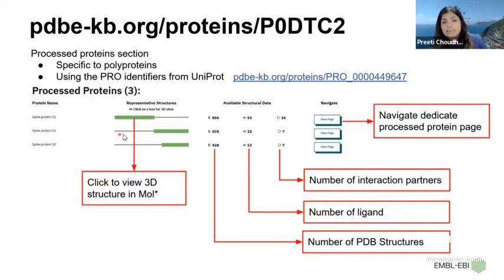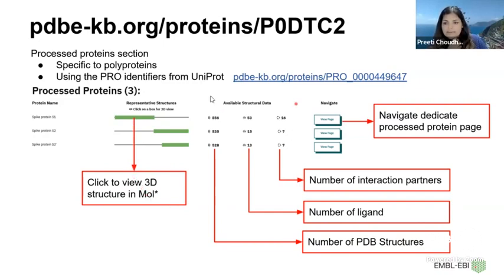In the case of polyproteins, such as the spike protein here, you will also see towards the end a section called processed proteins. This essentially shows you a list of all the processed proteins, which have their separate aggregated views that can be queried using the PRO identifiers from UniProt. For each of the spike protein's processed proteins, you can click on this green colored segment box to view the structure in 3D in MolStar.